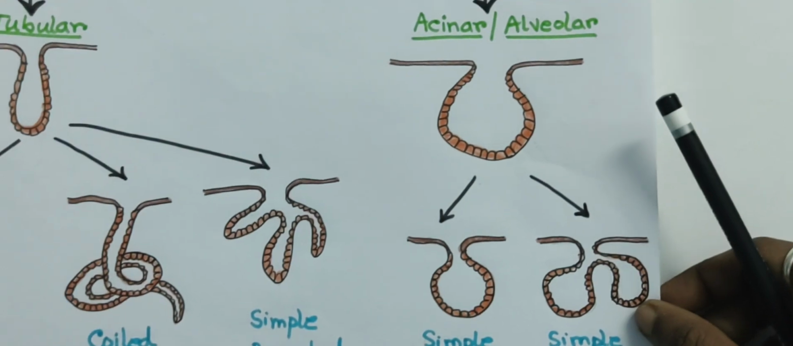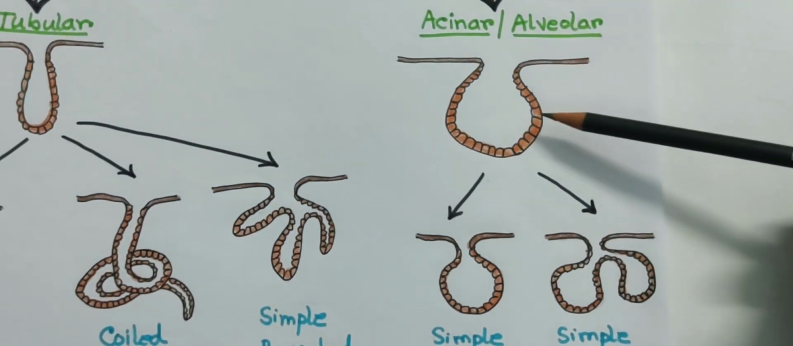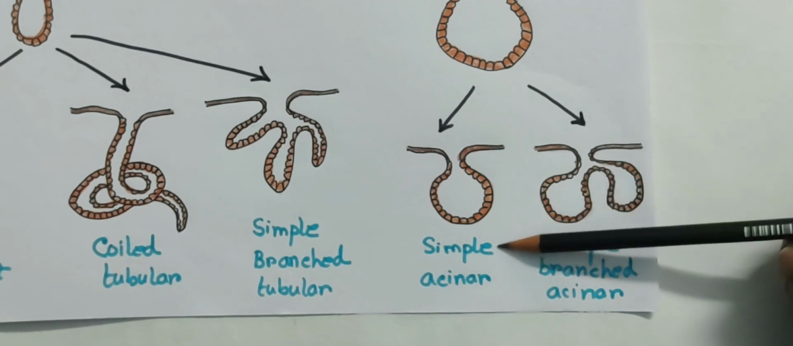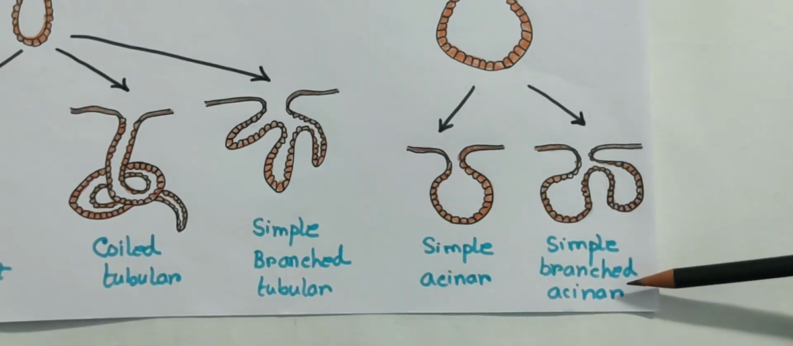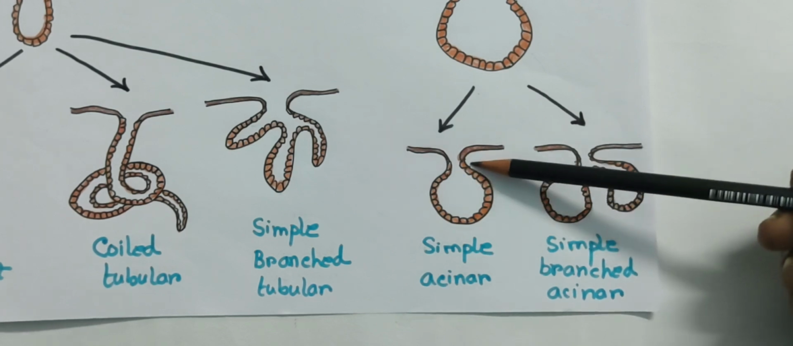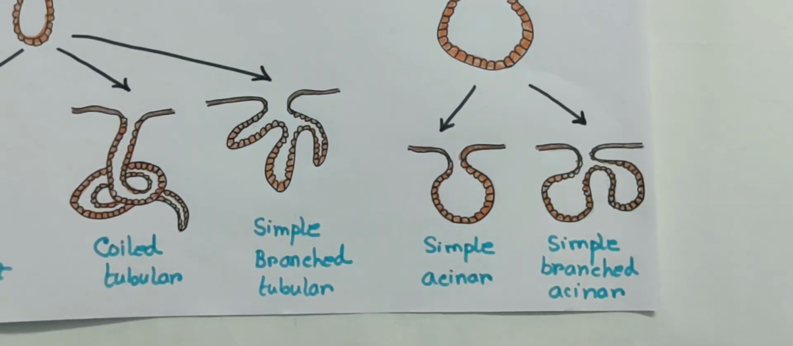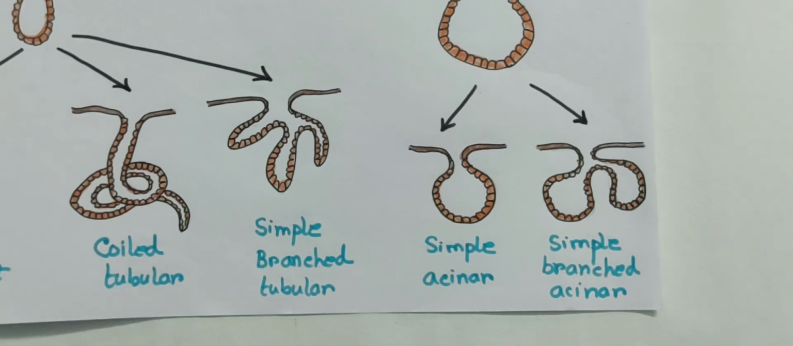And the acinar or alveolar gland is also of two types: simple acinar and simple branched acinar. Simple acinar is a normal bulbous alveolar structure, and whenever it is branched, it is the simple branched acinar. So these are all about the simple exocrine gland.